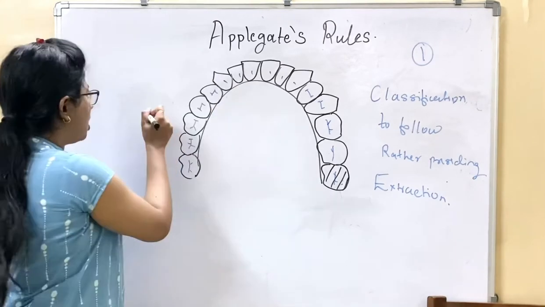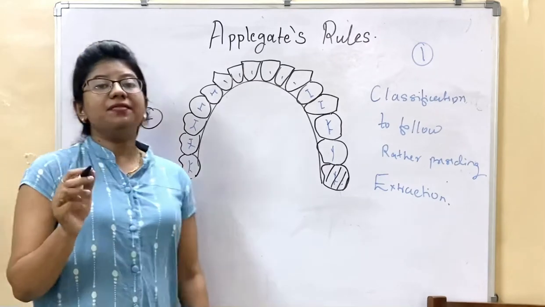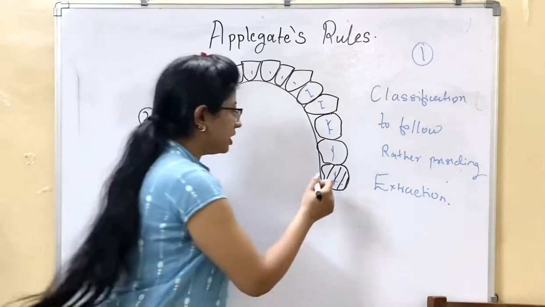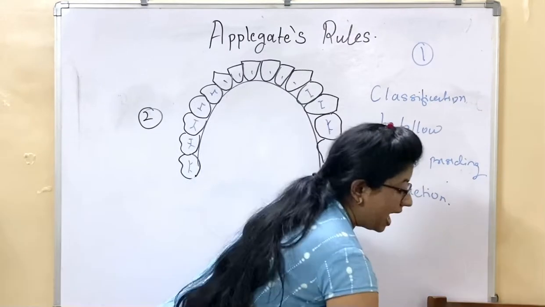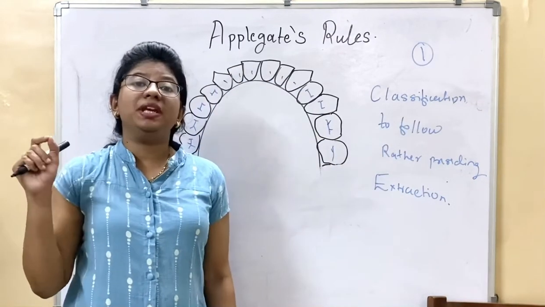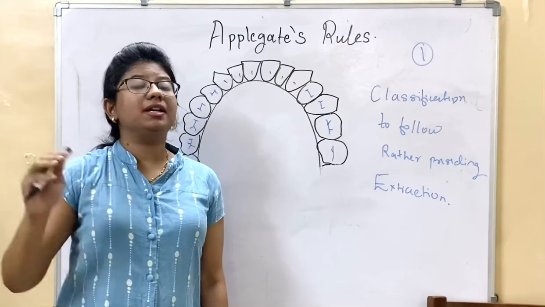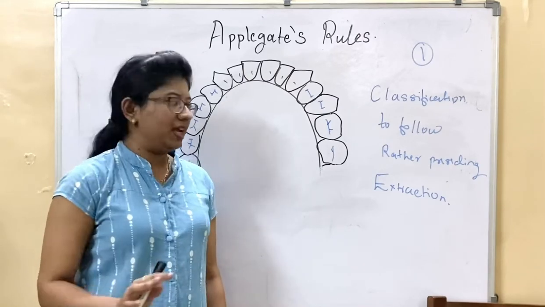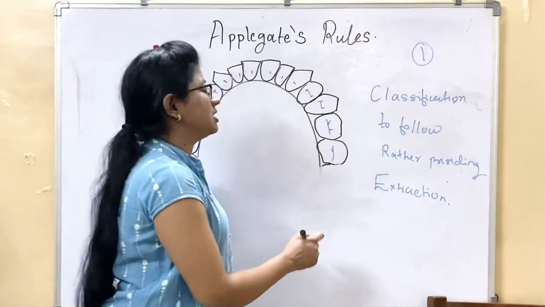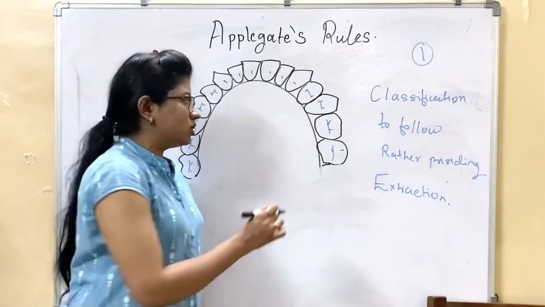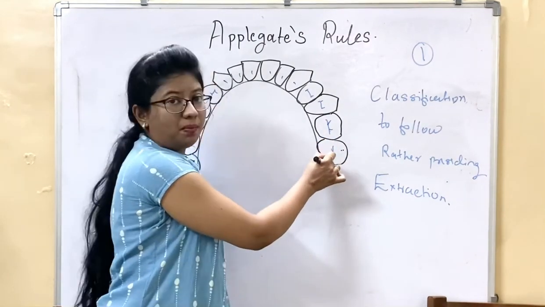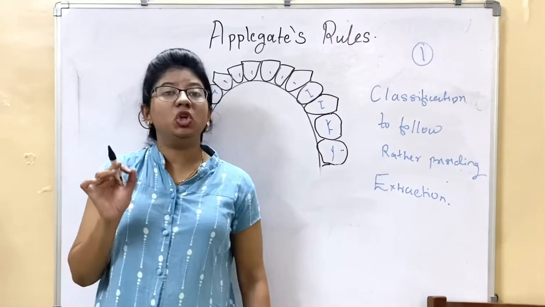Then what does rule number 2 say? If the third molar is missing, so if there is no third molar, and is not to be replaced, then it is not considered in the classification. That means we will start our classification from the second molar without considering the third molar. So our classification will start from here. That is rule number 2.